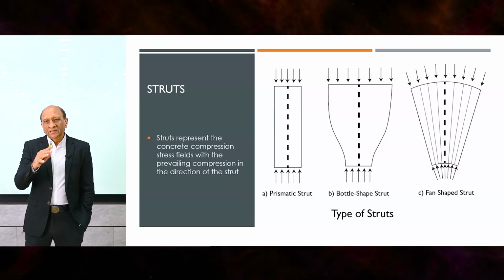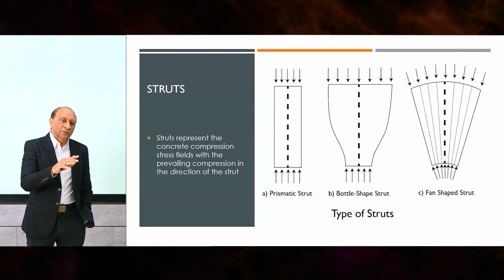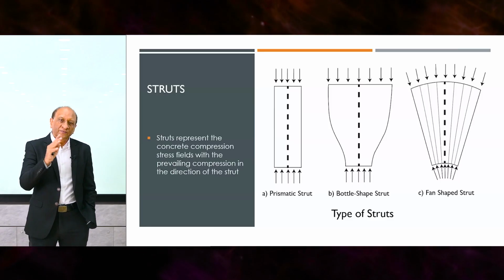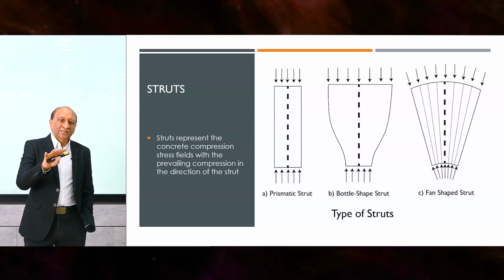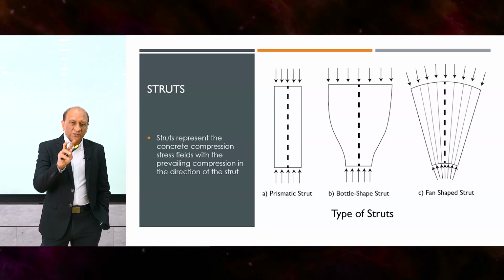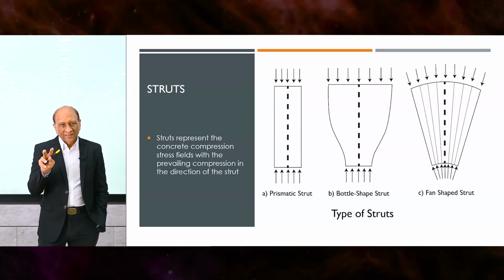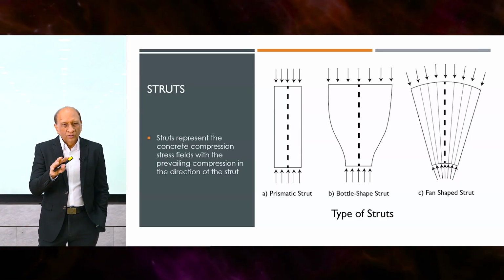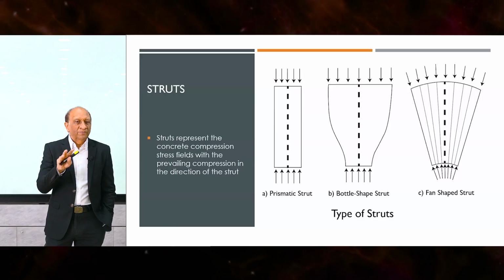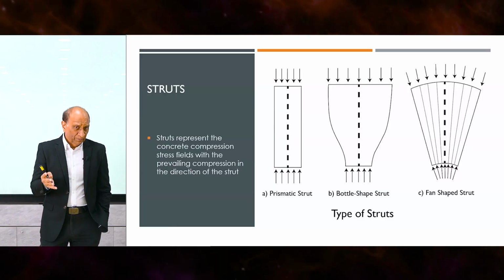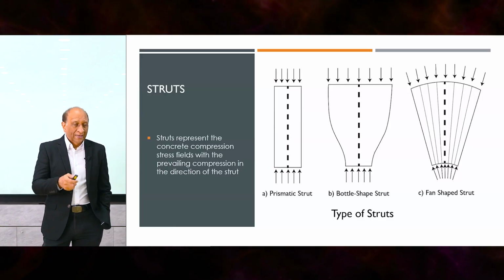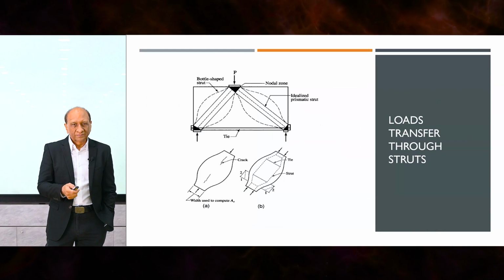So depending upon the size of the support, the size of the loading, and many parameters of the physics of the structure, these struts could be prismatic, bottle-shaped, or fan-shaped. And almost no strut will be prismatic, because the structure is not confined like that. The struts will have another form.